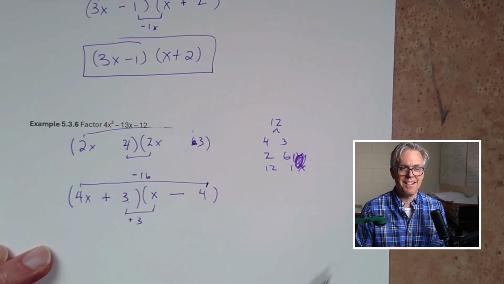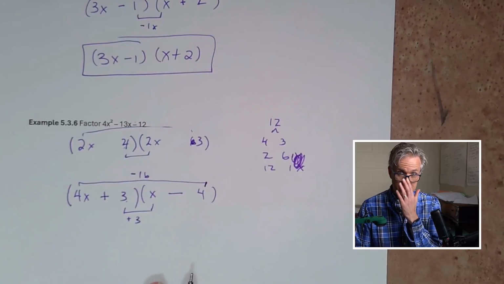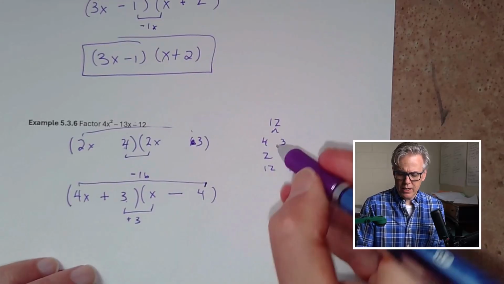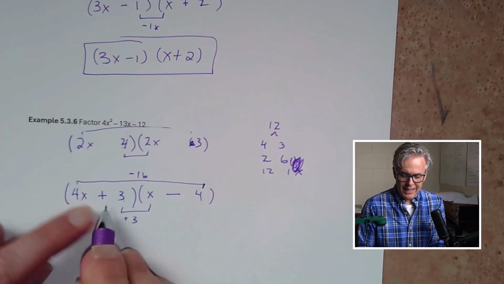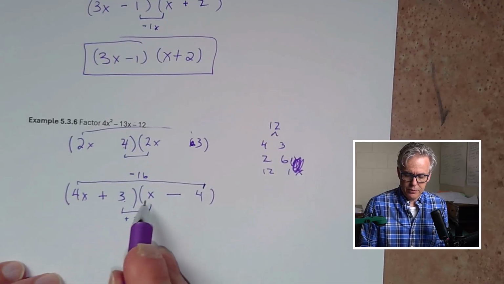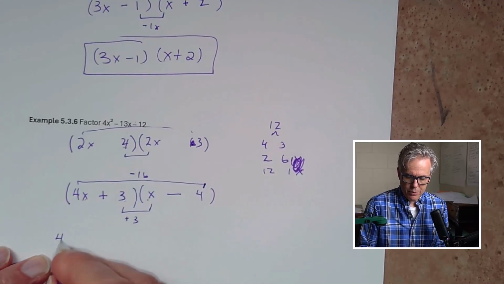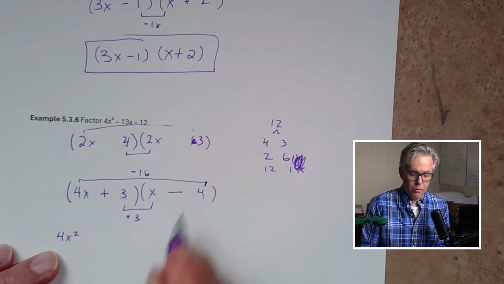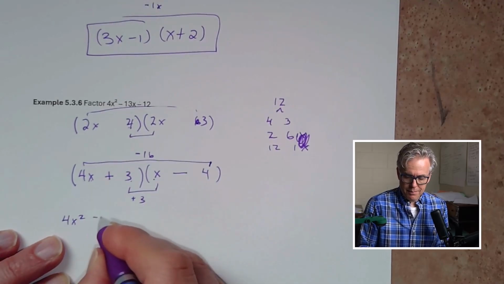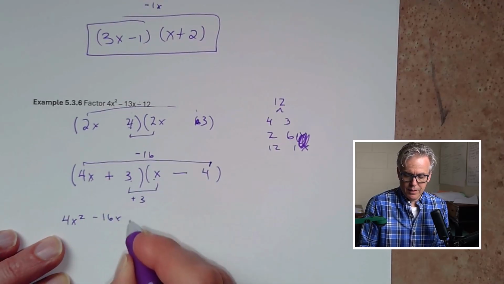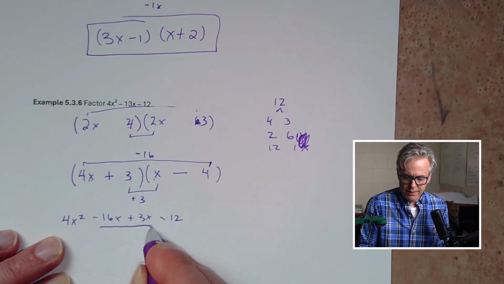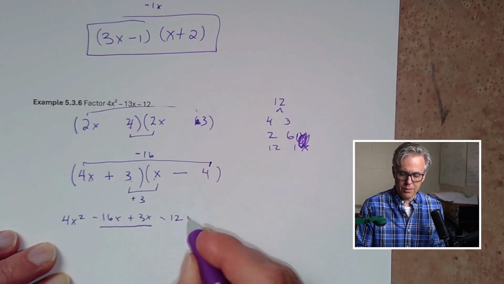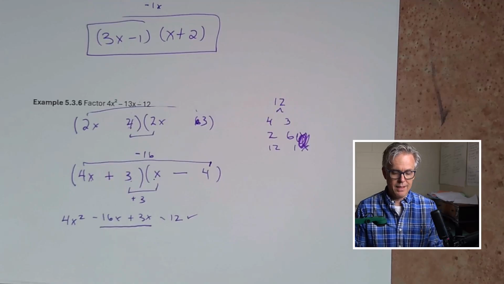This is hard to teach. The trial and error method is very hard to teach. You have to play with it, and you have to be pretty good with your multiplication facts. And then you have to keep up with the outer plus the inner. Again, I can do 4x times x would be 4x squared. I'm just checking it here. 4x times a minus 4 is a minus 16x, plus 3x, minus 12. Again, that's where we got that negative 13. So we're pretty confident that we got it right.